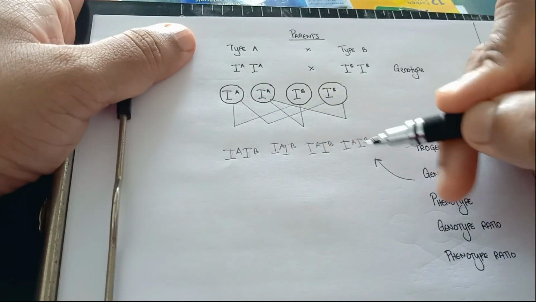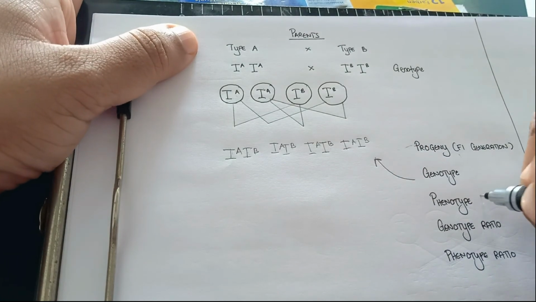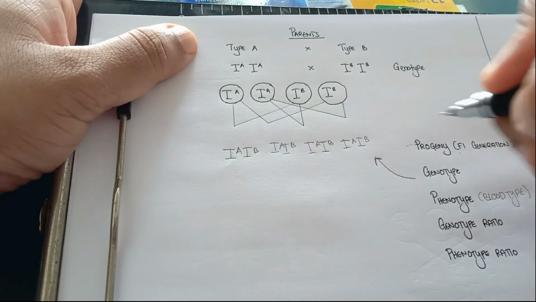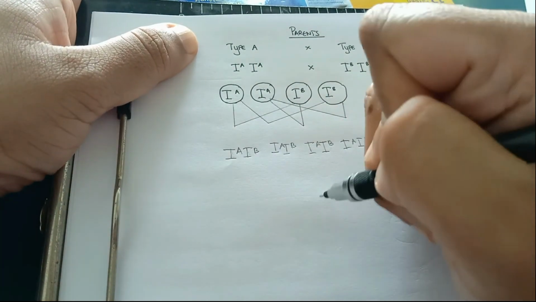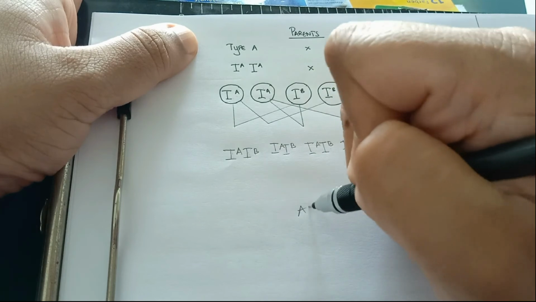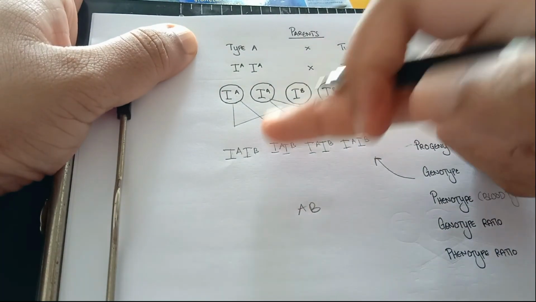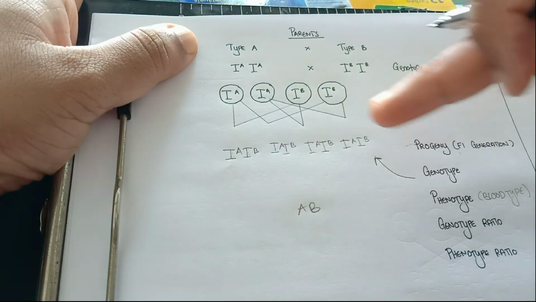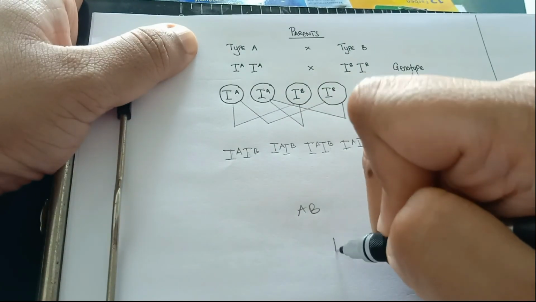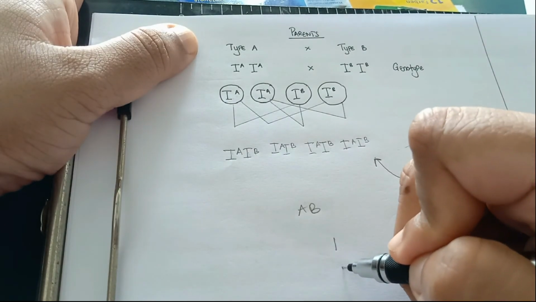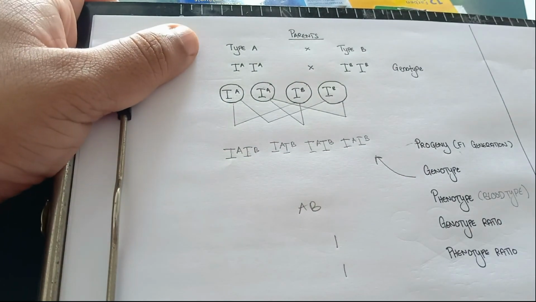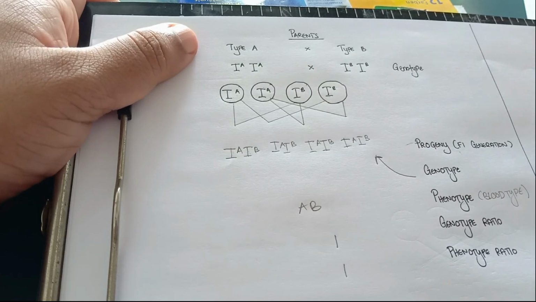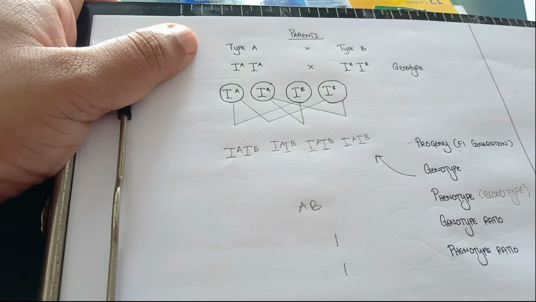Now what is the phenotype? Since we are talking about blood type, and there's only a single type of genotype here, our blood type is AB. Next is my genotype ratio. I only have one type of genotype, so I only put here as 1. And phenotype ratio, I have only one type of blood, so I also put it as 1. I don't put it as 1 to 0. It's not wrong, but I won't put it so that I don't get confused.